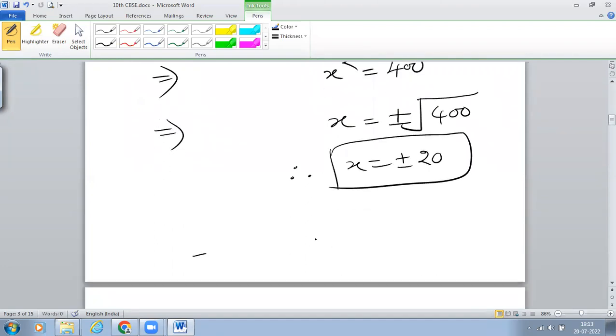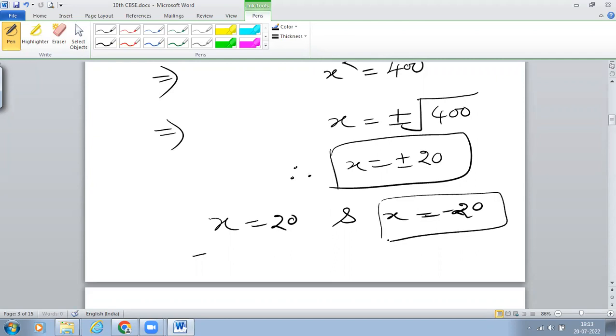Listen, we got x is equal to plus or minus 20. Therefore, we have two values of x. x is equal to plus 20 is one value and x is equal to minus 20 is the other. But is it possible to take x is equal to minus 20? Because what is x? x represents the breadth. Can breadth be negative? Can it have a negative value? No. So we have to put a box and write it over here.